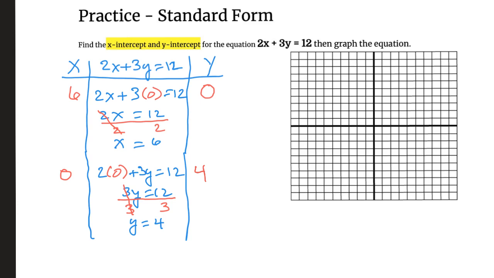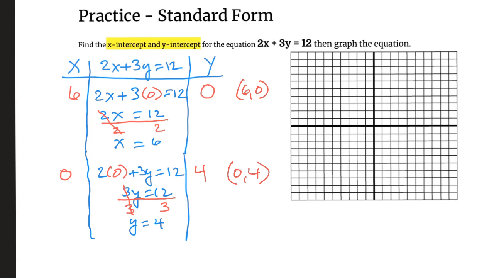Excellent. Now I have my points. So these are actually points over here, and we can rewrite them. That's actually a good idea. So the first line is the point (6, 0). And we put that in parentheses because that's how we write coordinates. And the second point is (0, 4). All right, now we just plot those.